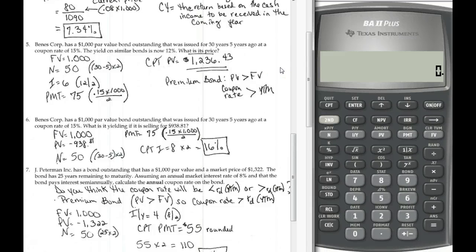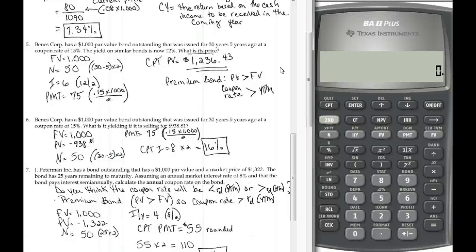Moving down to problem number 5. Venice Corporation has $1,000 par value bonds outstanding that were issued 5 years ago. So they're 30-year bonds, but they were issued 5 years ago. So essentially they have 25 years remaining to maturity. The coupon rate is 15%, and the yield on similar bonds is now 12%. What is this bond selling for currently? That's the question you're being asked.